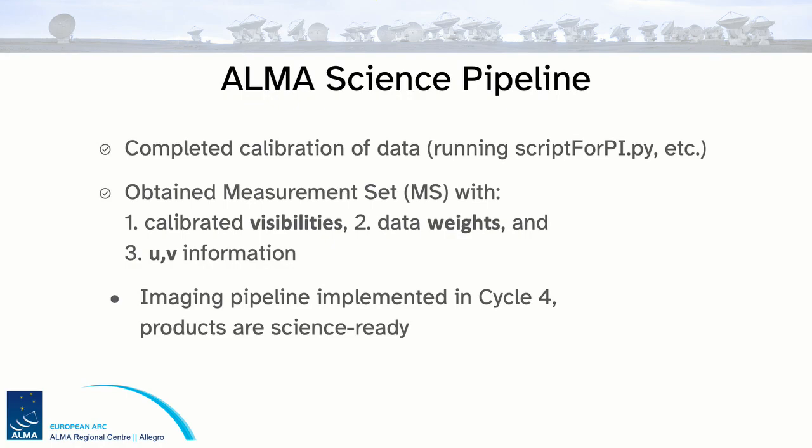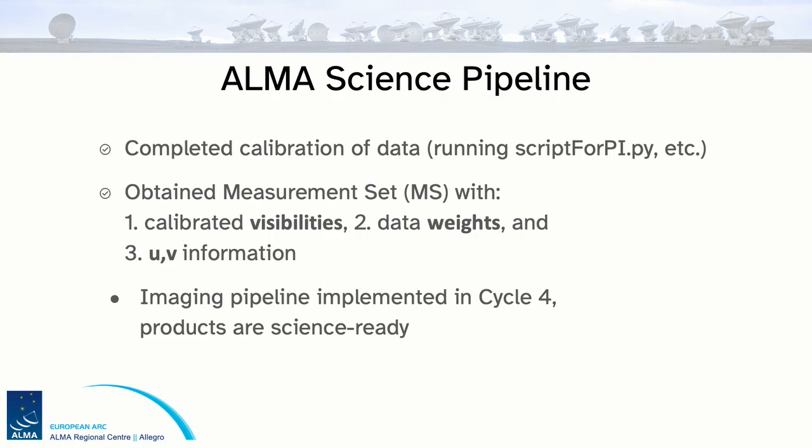To begin imaging a project, you should have already run the script for PI. As we've already seen, the script for PI will call the ALMA science pipeline, which will apply calibrations to the visibilities of your dataset. Once you've run script for PI, you will have obtained a measurement set with those calibrated visibilities, data weights, and UV information for gridding. This measurement set will only contain data on your science target, which will have been split out of intermediate measurement sets that also contain calibrator data.